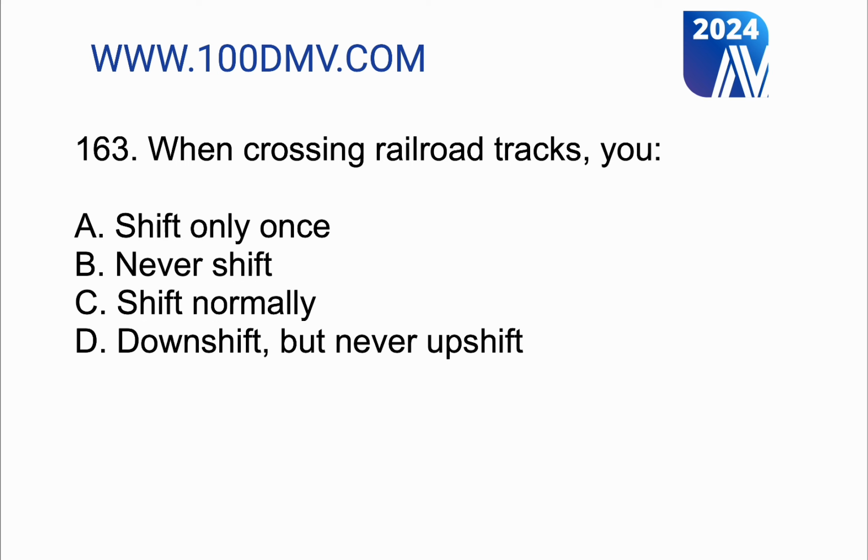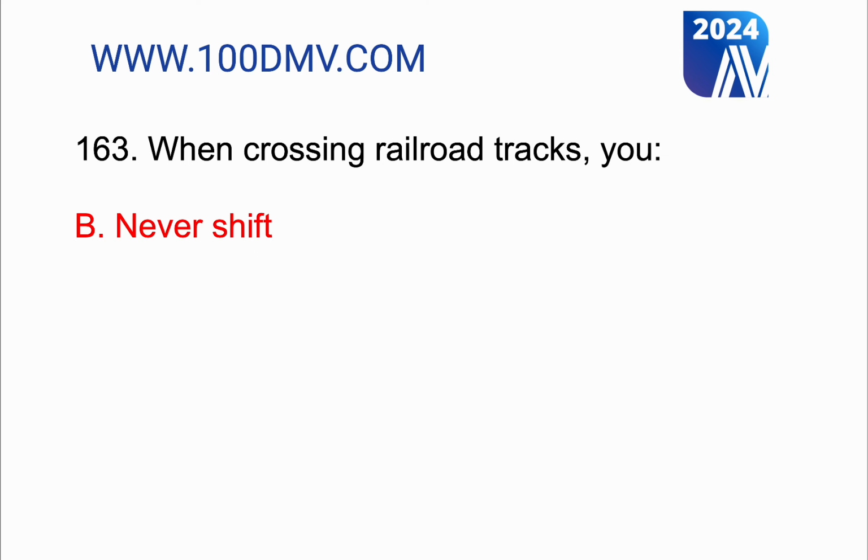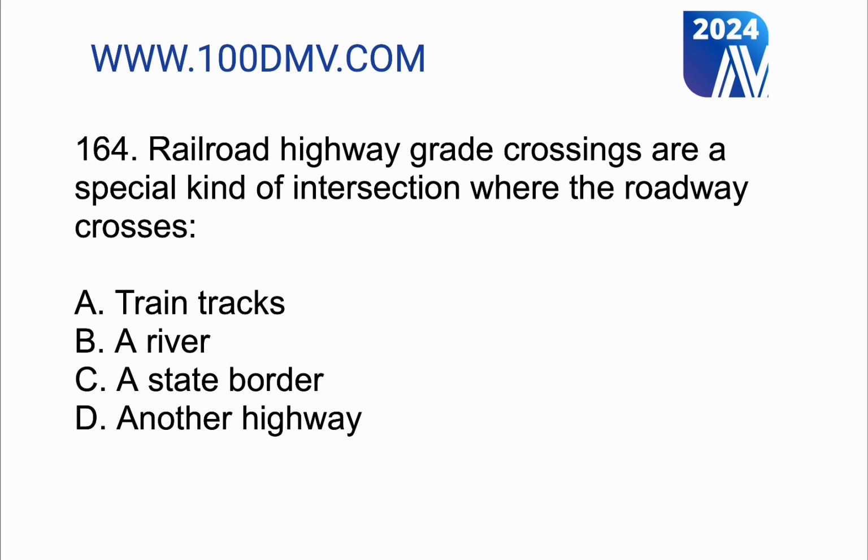163. When crossing railroad tracks, you: A. Shift only once. B. Never shift. C. Shift normally. D. Downshift, but never upshift. The correct answer is B, never shift.